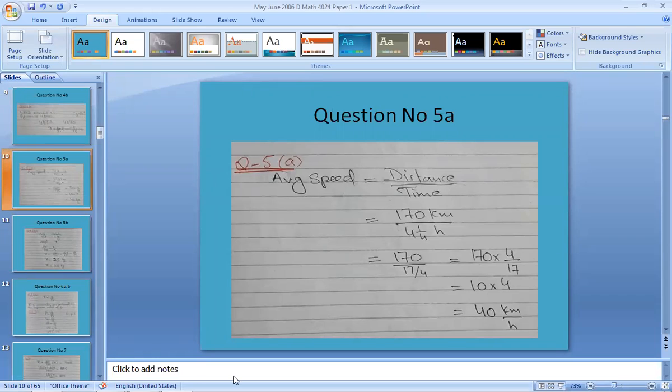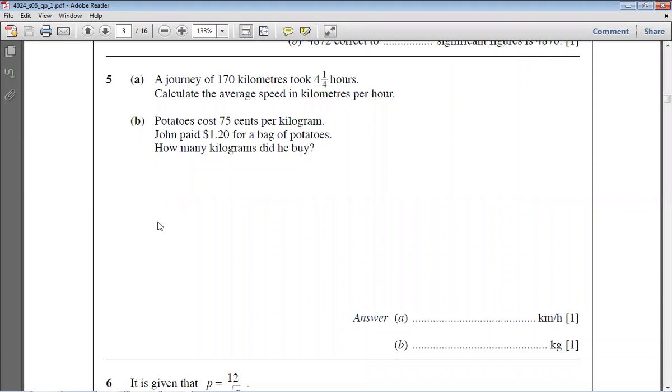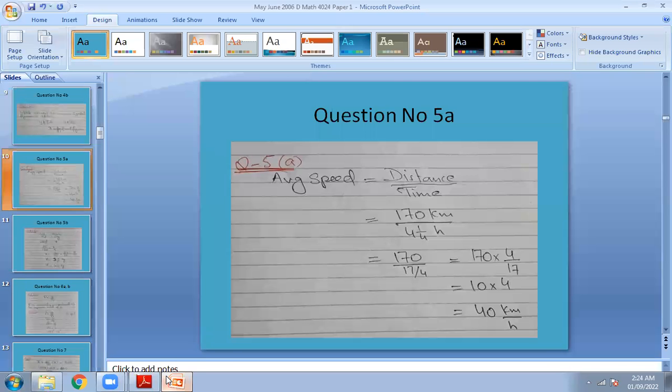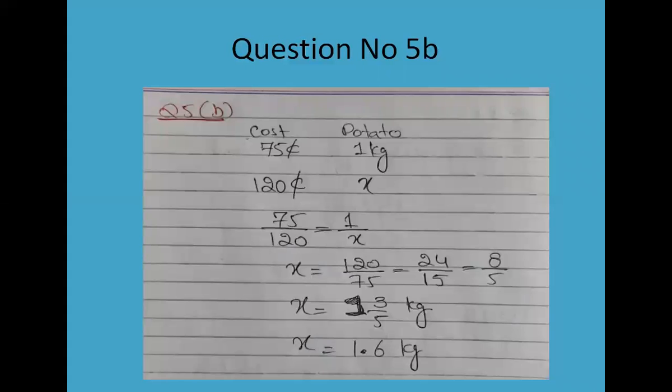Okay, so the next question. The B part is: potatoes cost 75 cents per kilogram. John paid $1.20 for a bag of potatoes. How many kilograms did he buy? Okay, the cost of 1 kg potato is given. That cost is 75 cents. And I want to know that for 120 cents, how many? $1.20, how many potatoes? But I'm going to use the method of ratios.